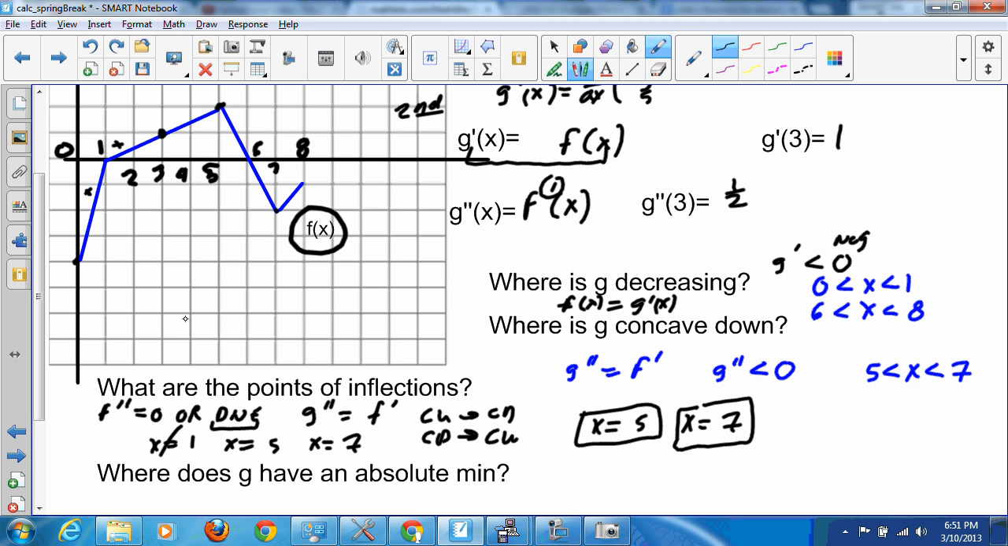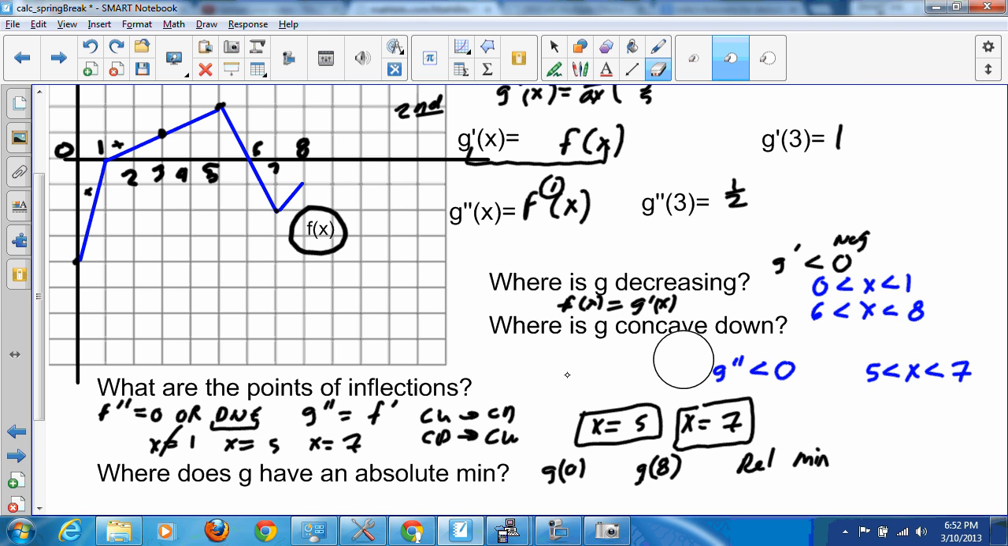Okay, so the next question says, where does g have an absolute minimum? This is a little more involved here. In order for me to find this, I have to check out the function value at the endpoints, so at 0, and also the function value at 8. And then I also need to look and see if I need to examine any relative minimums, okay? So now let's take care of the first one. I'm going to erase some of this up here.